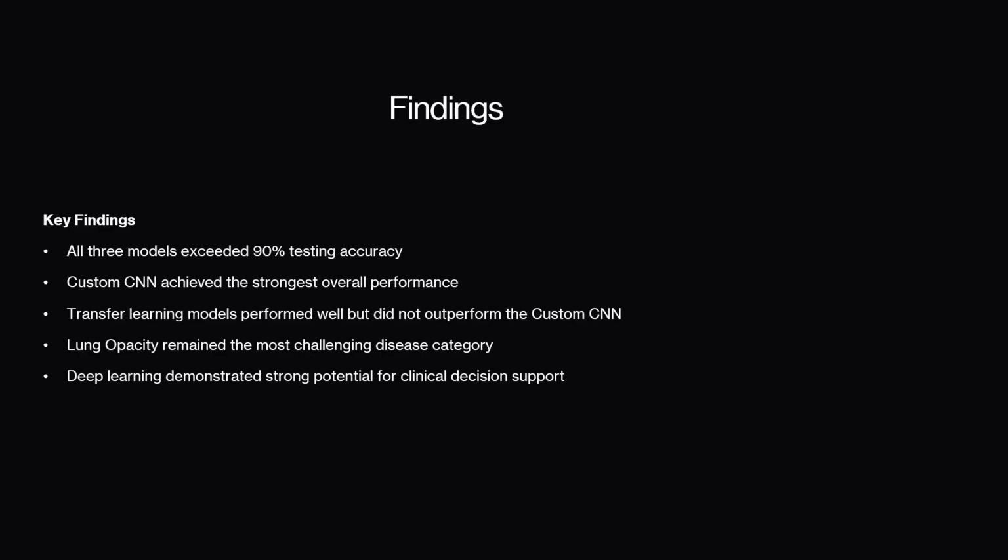All 3 models exceeded 90% testing accuracy. Custom CNN achieved the strongest overall performance. Transfer learning models performed well but did not outperform the custom CNN. Lung opacity remains the most challenging disease category to distinguish between itself and the normal category. Deep learning demonstrated strong potential for clinical decision support.